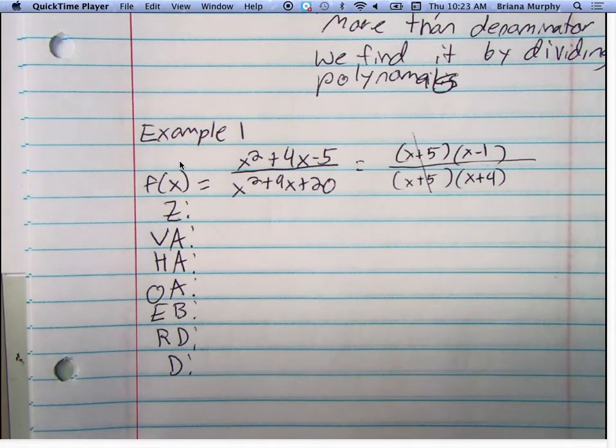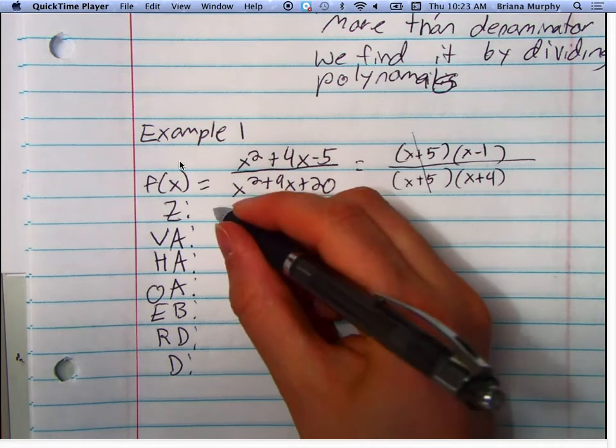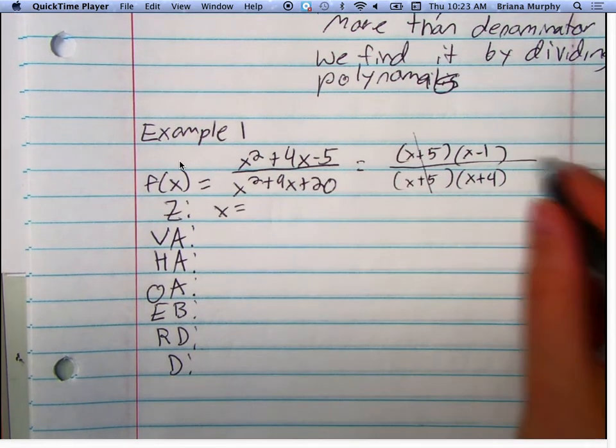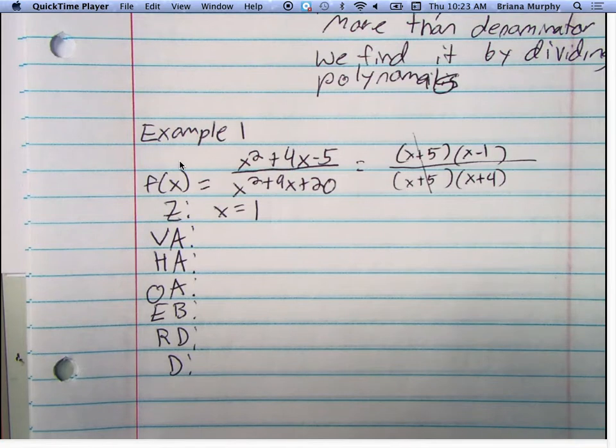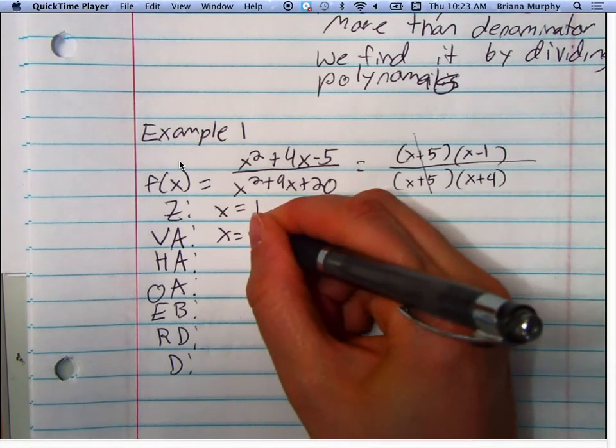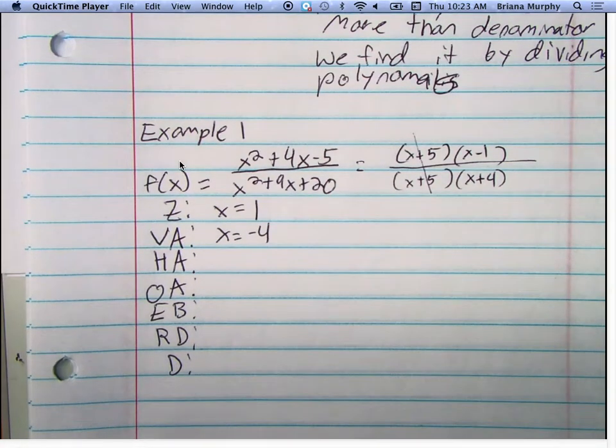Okay? So what is the 0 for this? X equals, not -1, but +1. Remember, it's the opposite. What is the VA? What's the vertical asymptote? X equals -4. Okay, now horizontal asymptote, you have to go back and look.